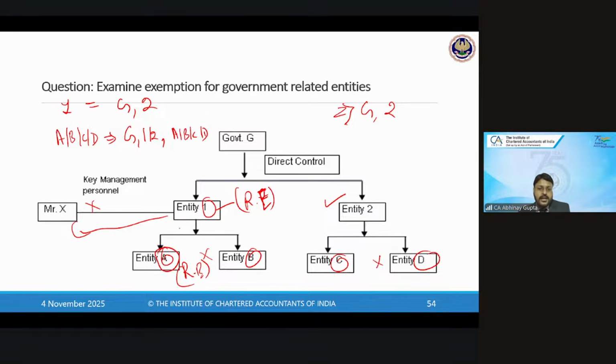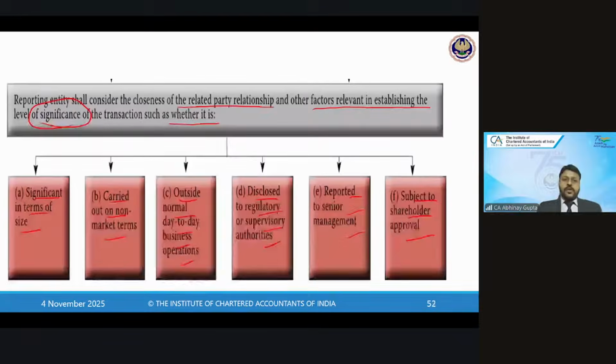So for RE as entity A, it could be government and entity 1, right? And entity 2. But for RE entity 1, entity A and entity B are its subsidiaries only, right? So for subsidiaries, no exemption, right? Because they are its direct subsidiaries, right? Yes. Correct?